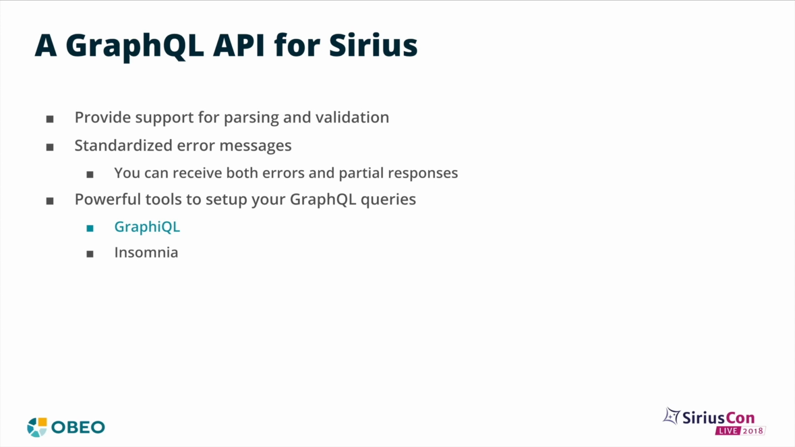GraphQL also provides support for parsing and validation of the queries. It also comes with standardized error messages. Have a look at the GraphQL specification to know more about the structure of those error messages, and keep in mind that a GraphQL response can contain both errors and valid pieces of data, since only a subpart of the query may produce an error.